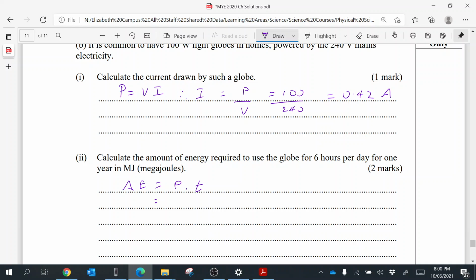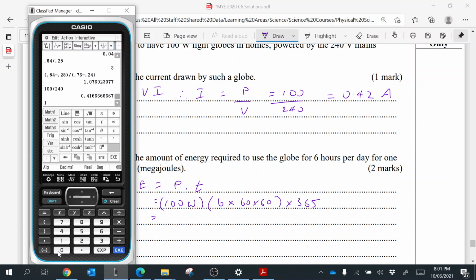Power is equal to 100 watts. Time is 6 hours per day, so 6 times 60 minutes times 60 seconds, or you could multiply that by 3,600. That's time. For 1 year, times 365. We'll assume it's not a leap year. So 100 times 6 times 60 times 60 times 365.